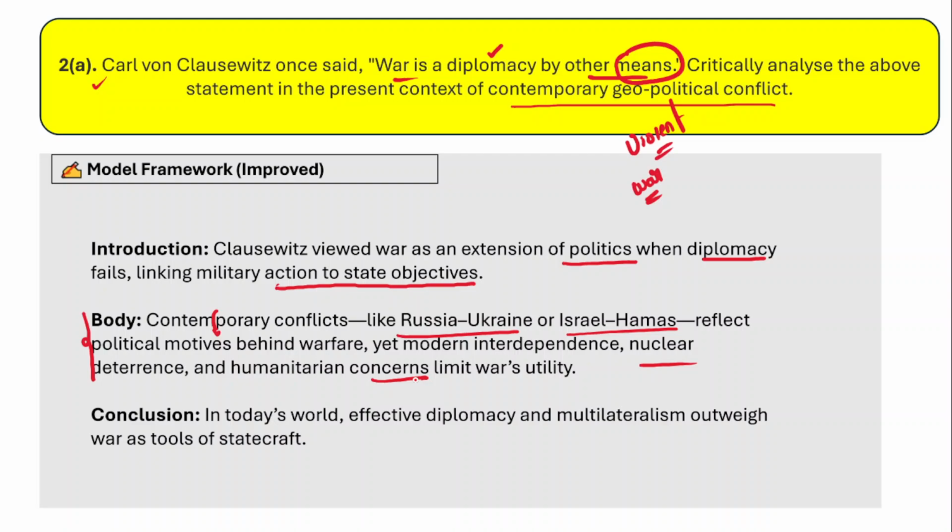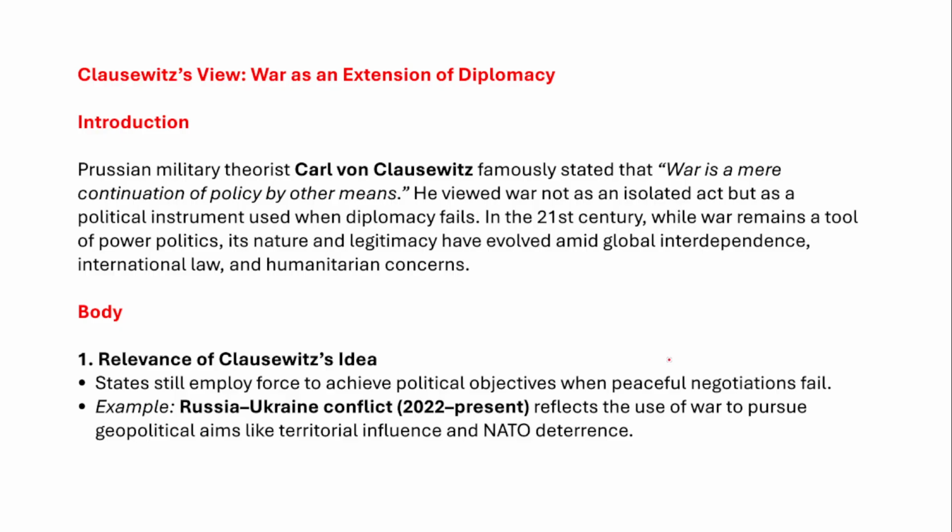And you should also write the conclusion. In the conclusion, you need to write an appropriate way forward as well, right? So you need to emphasize diplomacy and multilateralism because they could effectively deal with contemporary geopolitical conflicts. So this is how you need to have a basic framework for this answer.